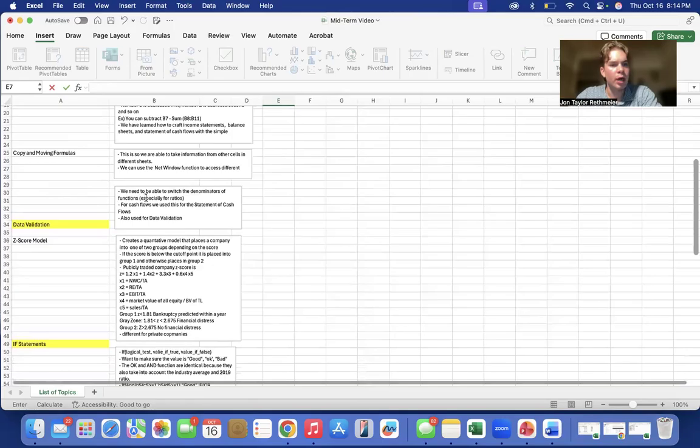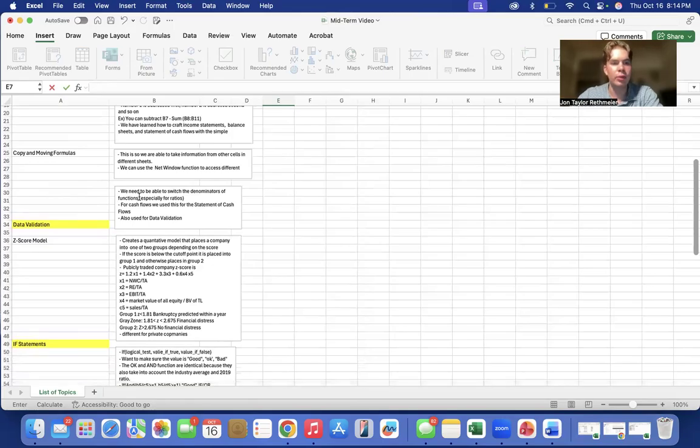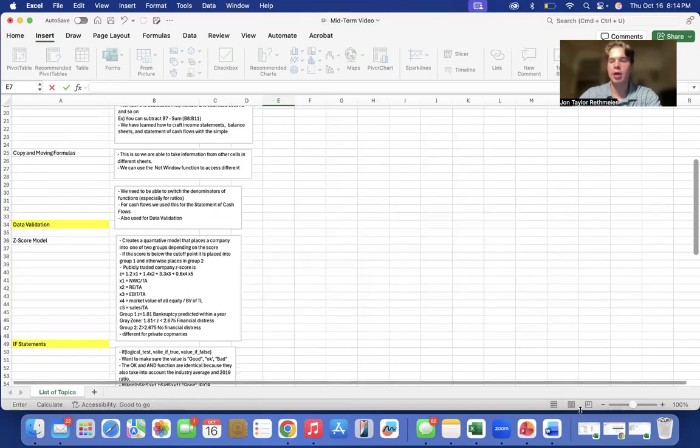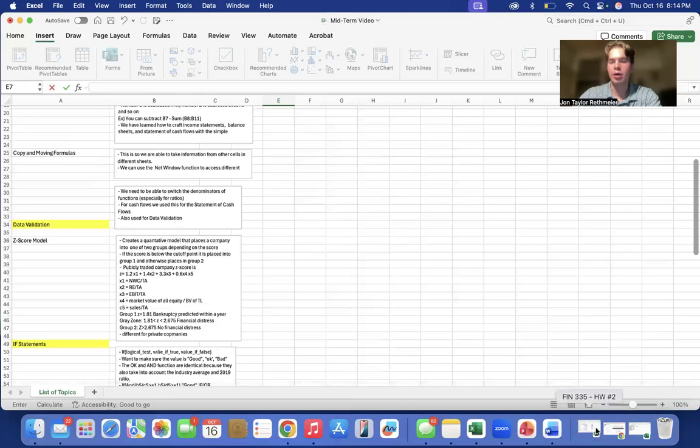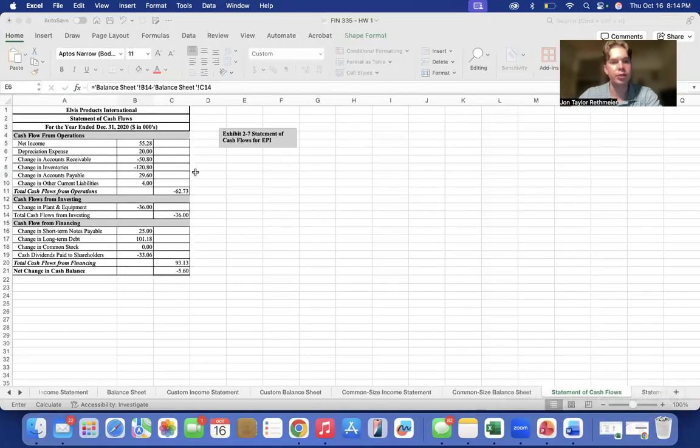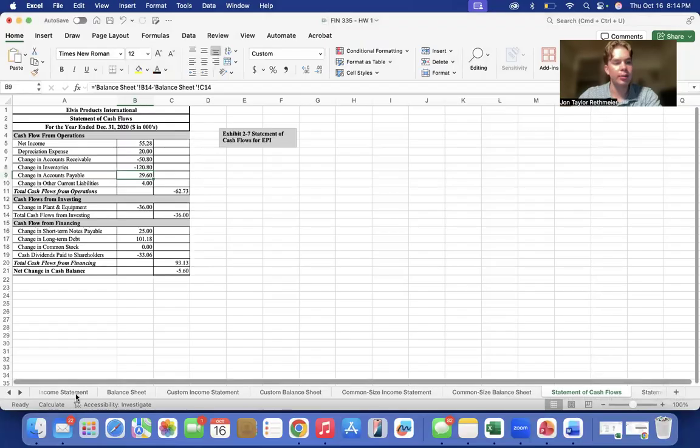And then moving on to data validation, we need to be able to switch denominators of functions, especially for ratios. For cash flows, we use this for the statement of cash flows. And we are going to go to the statement of cash flows to kind of demonstrate this topic.